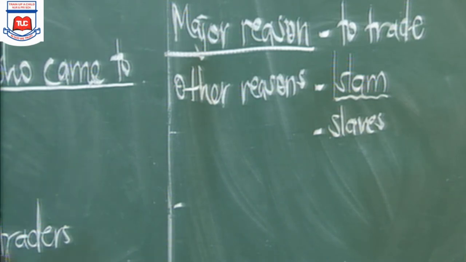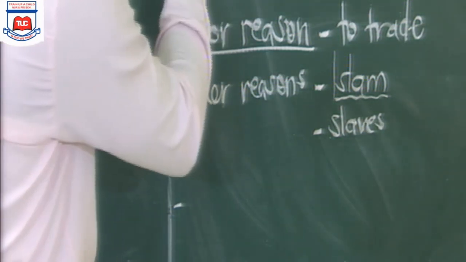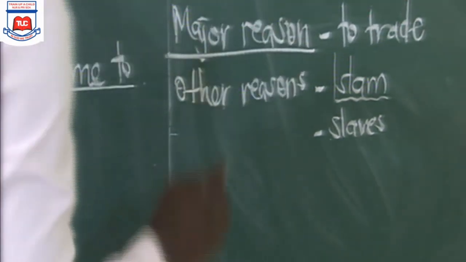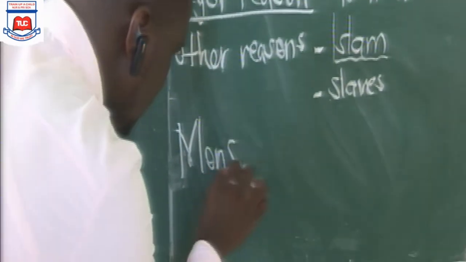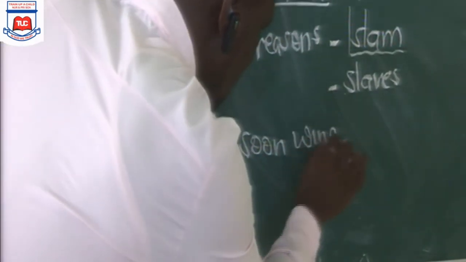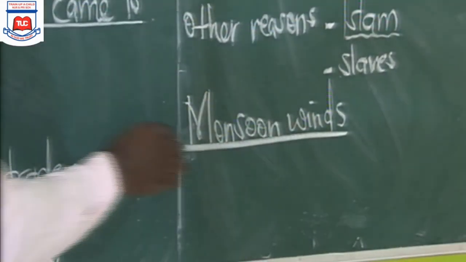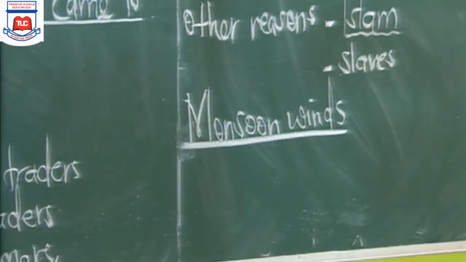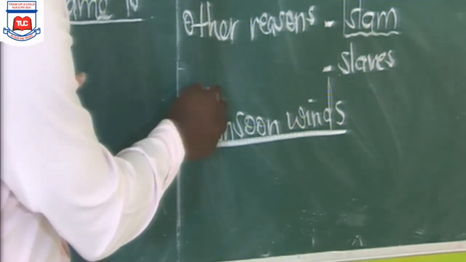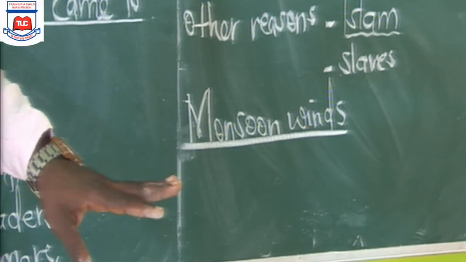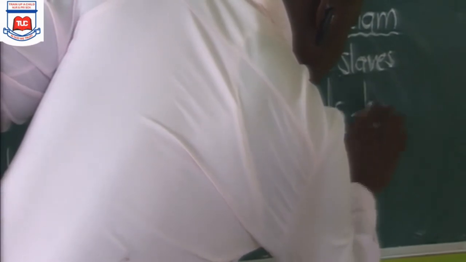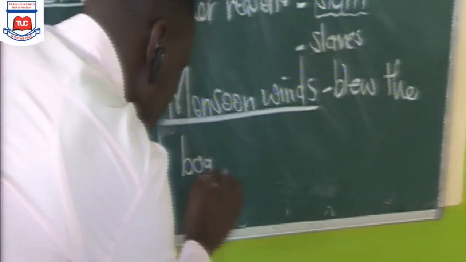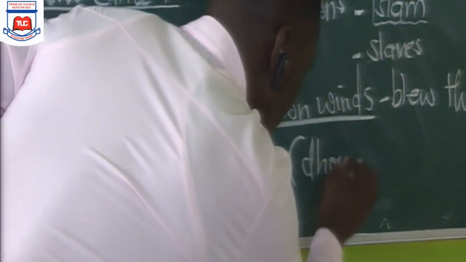Now, let's go back to these people. We have said they came to East Africa from Saudi Arabia. And one thing we are going to look at is what we call the monsoon winds. We cannot do away without mentioning the monsoon winds, which helped to blow the boats of these people across the Indian Ocean towards the East African coast. Those are the Arab boats that we shall be calling dhows.